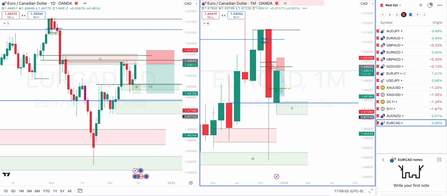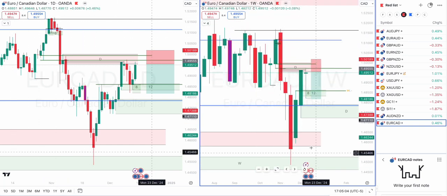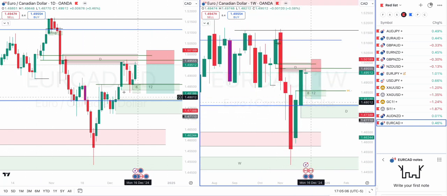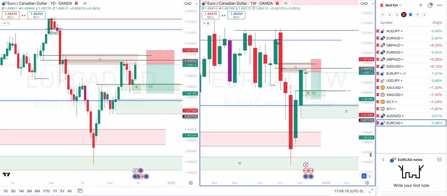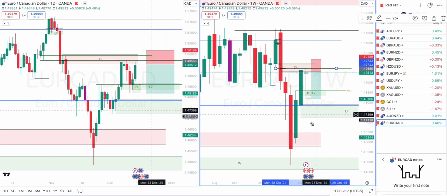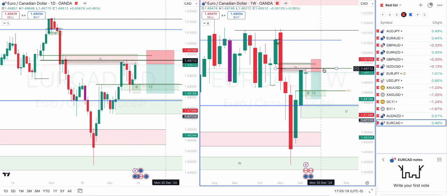What about the trend? Let's go to the weekly. We have a clear down move. Yes, sir. What about the supply? Yes, sir. Is the supply covered by a weekly level or a monthly level? So this was the weekly level, where a fair value gap in ICT terms is there.